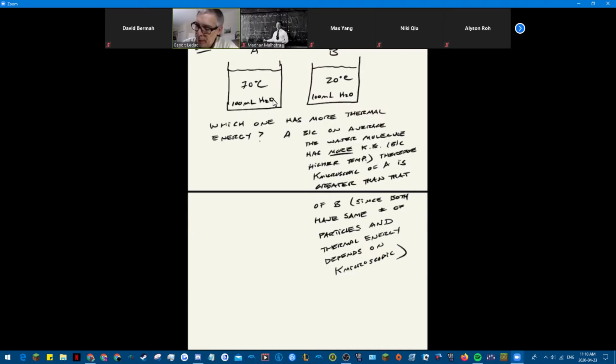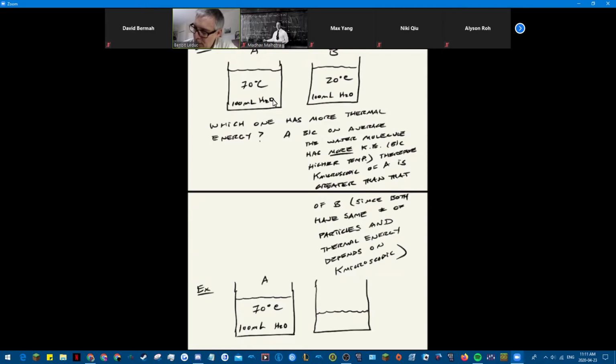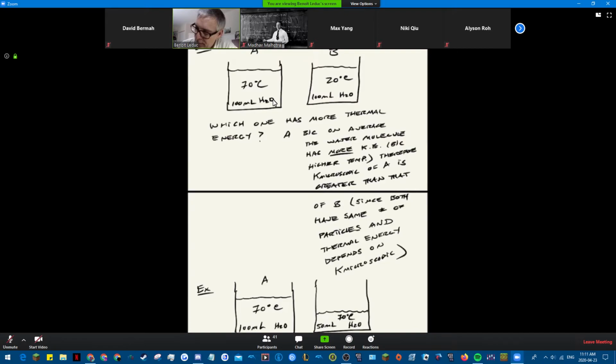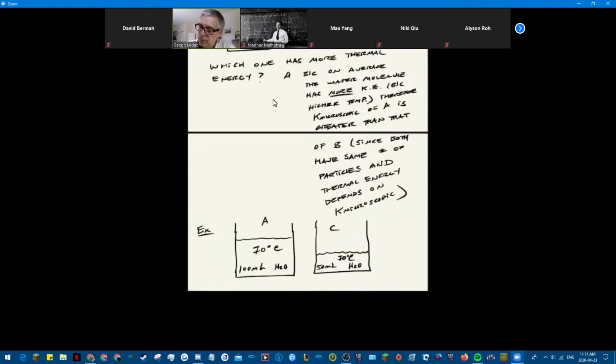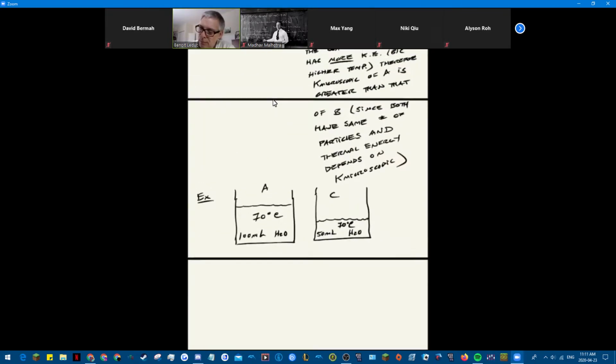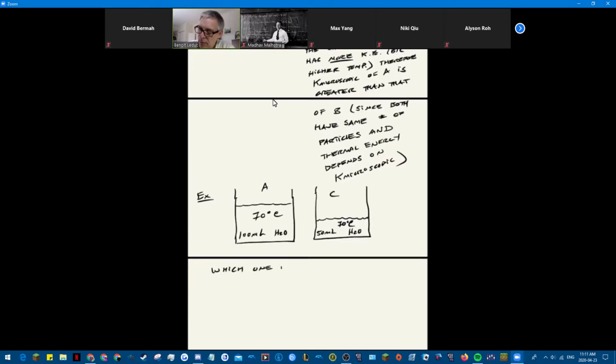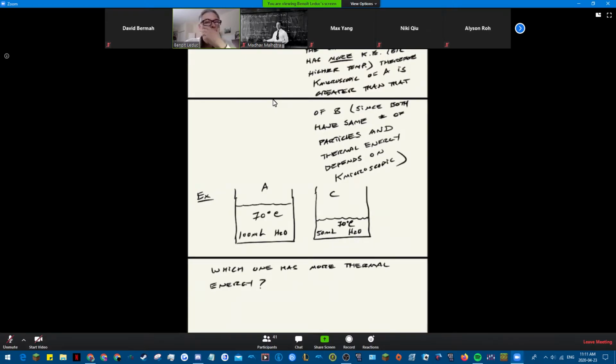Very good. Okay, another example. So same, 70 degrees Celsius, 1 L of H2O is A. And 50 ml of H2O at 70 degrees Celsius, let's call this C. So which one has more thermal energy? A or C?